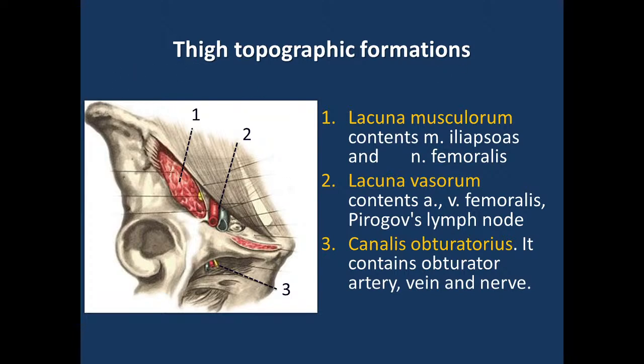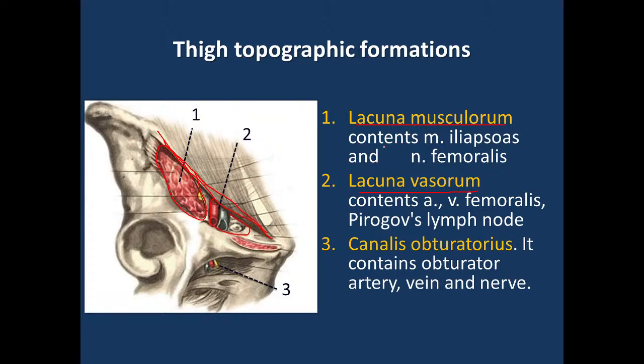Thigh topographic formation is the place under the inguinal ligament. Here you see a projection of the inguinal ligament, and under this ligament, located laterally, we find the muscular lacuna, or lacuna musculorum in Latin. But in the medial part, we find lacuna vasorum.